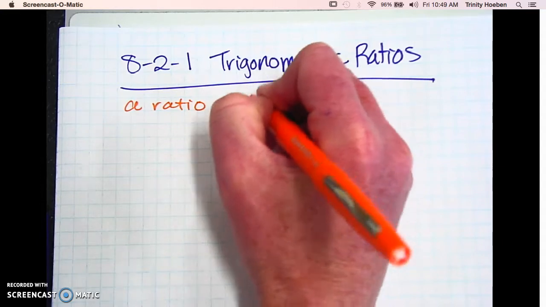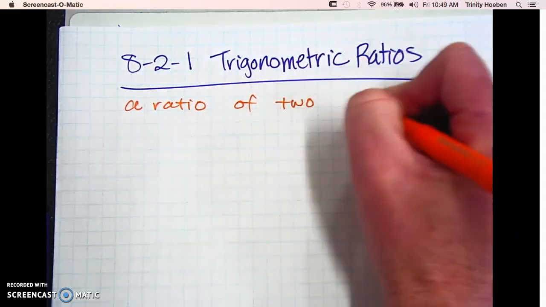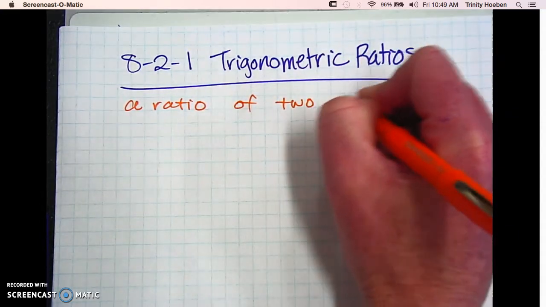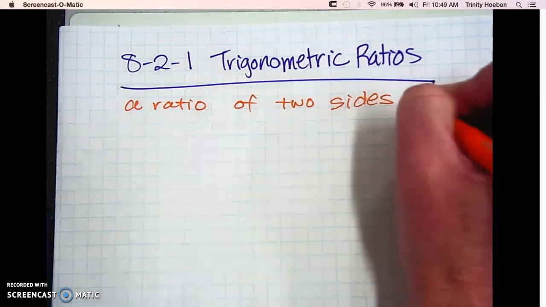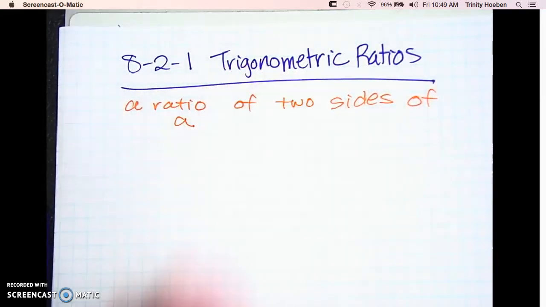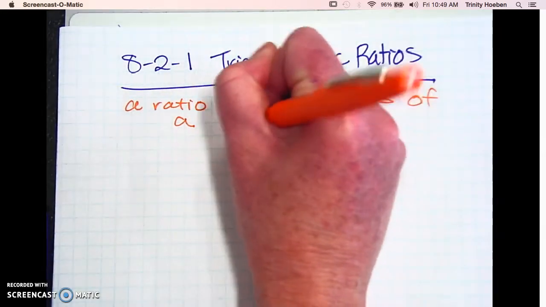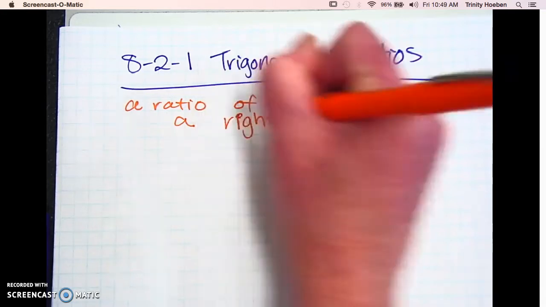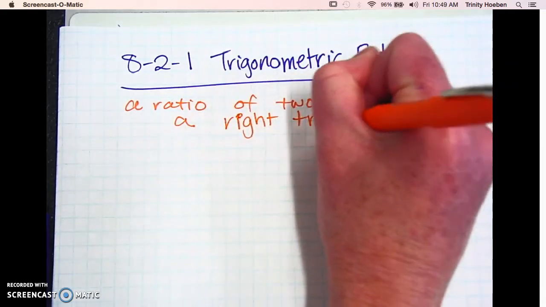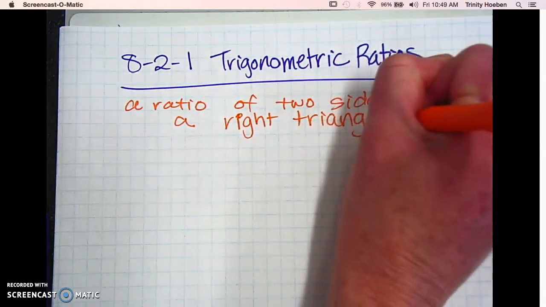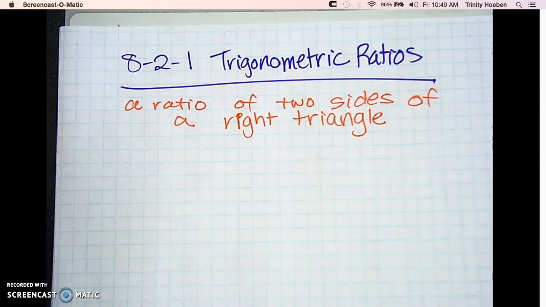of two sides of a special kind of triangle. Anybody want to guess what kind of triangle? How about the right triangle? Okay, so on a right triangle, you're going to take two sides of it and you're going to create a ratio.